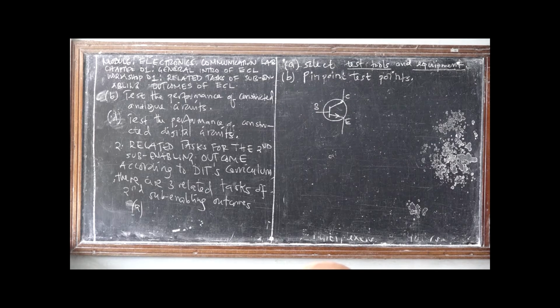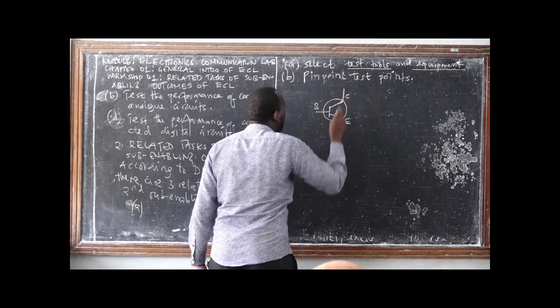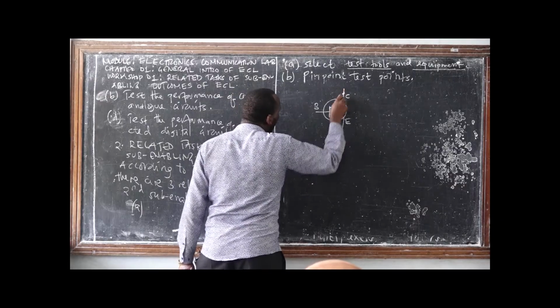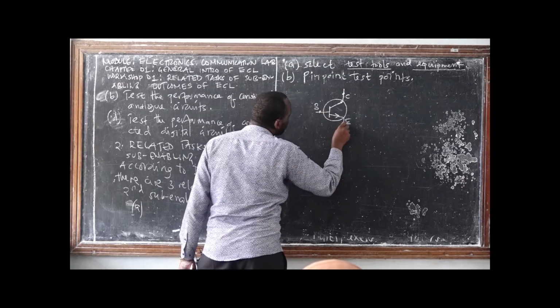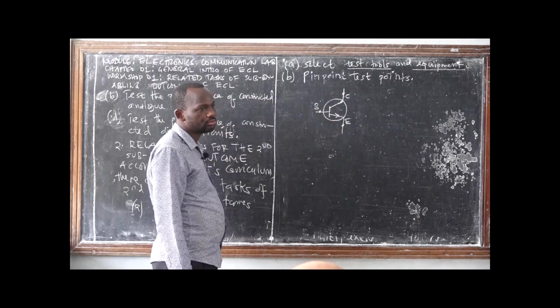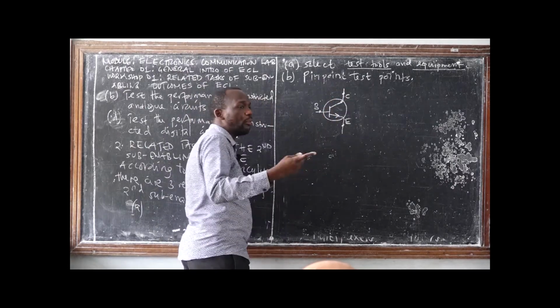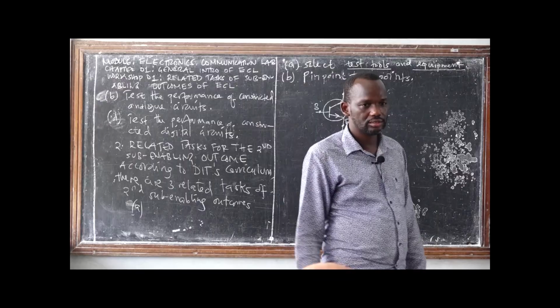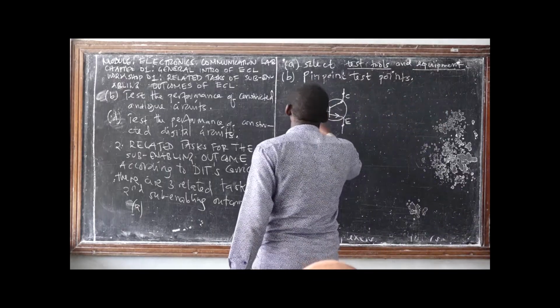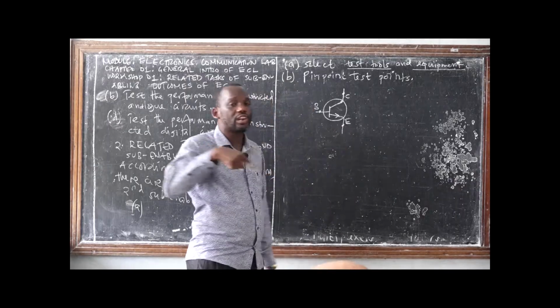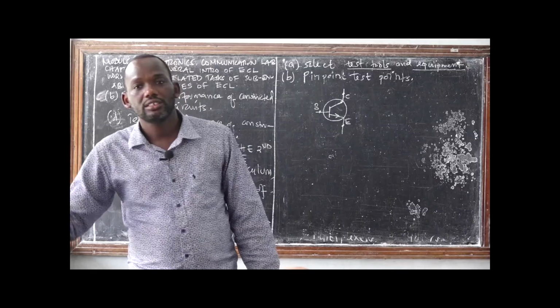For instance, if we wanted to measure two parameters of this bipolar junction transistor, I will say that this is my first testing point, this is my second testing point, this is my third testing point. Within a testing point, you may measure one electric parameter or more than one electric parameter.